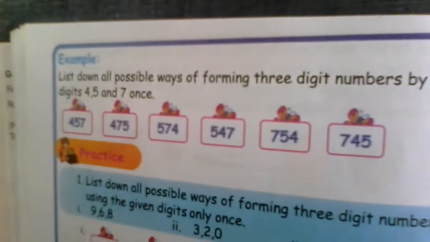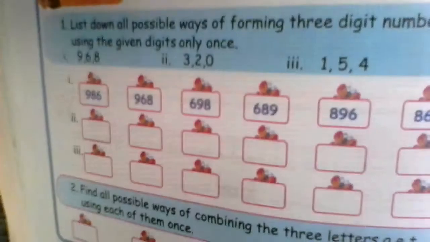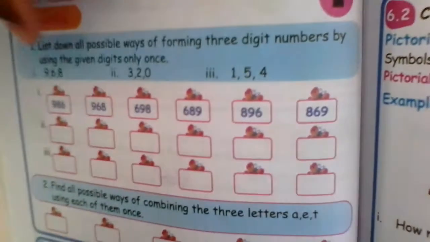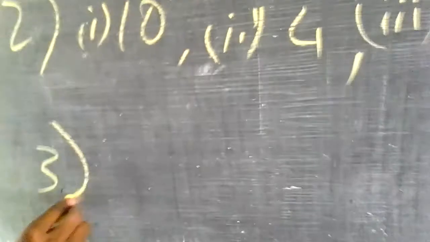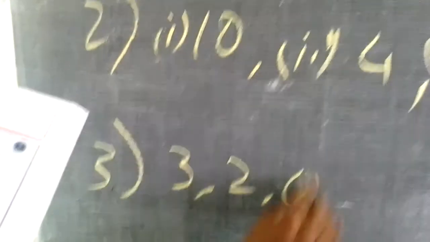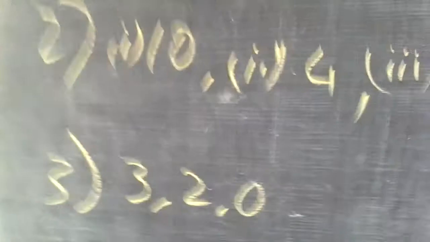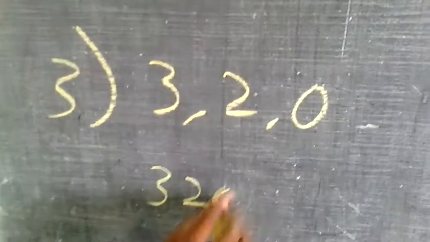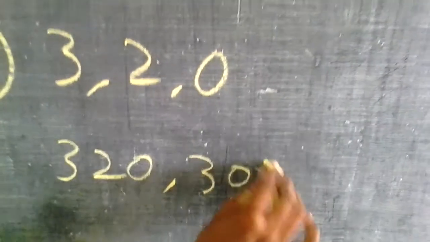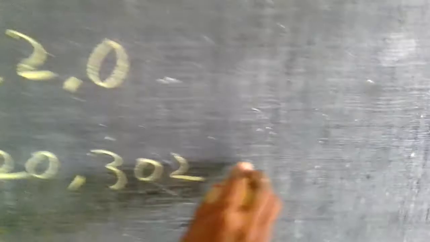See here, list down all possible ways of forming 3-digit numbers by using 4, 5, 7. They have formed it, and they have given a few numbers to practice. I will solve this, right? 9, 6, 8 they have solved it. Let me start with 3, 2, 0. So the data we got is 3, 2, 0, and we are going to process it. What are the possible ways of it? So let me start. First one, I may write 3, 2, 0 or 3, 0, 2, right? Then let me take 2: 2, 3, 0 or 2, 0, 3.